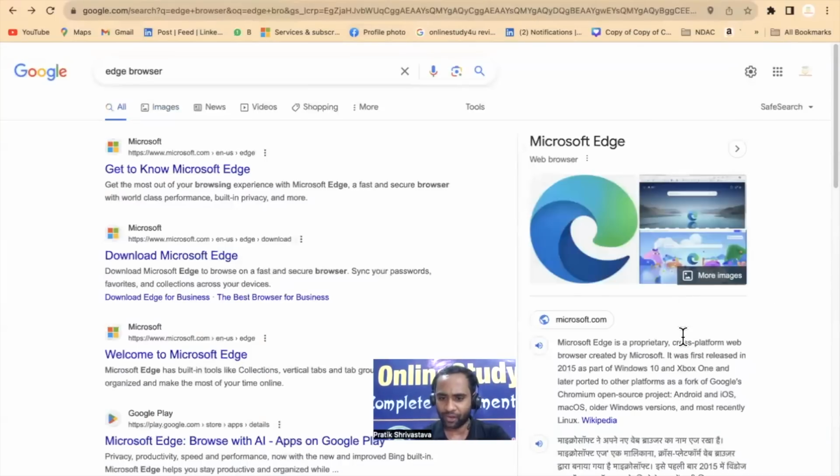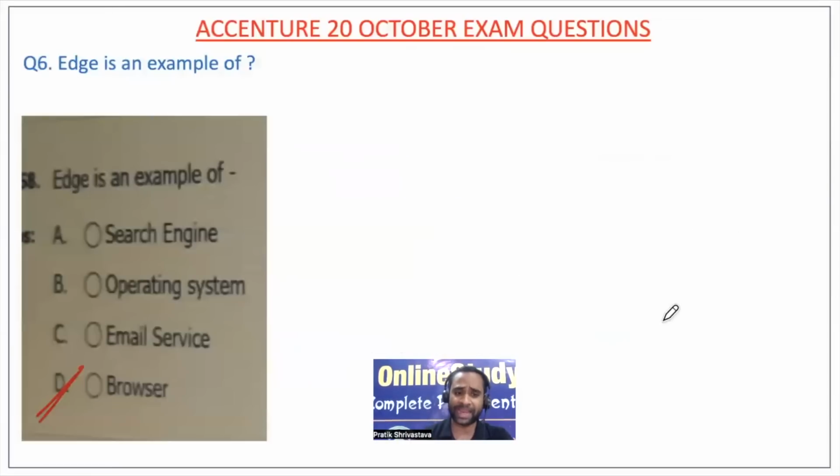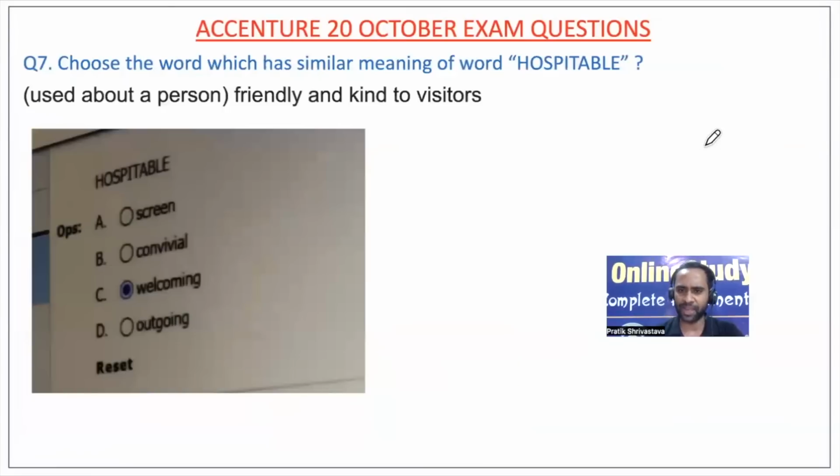So you can read about it on Google. Microsoft Edge is a proprietary cross-platform web browser created by Microsoft. It was first released in 2015 as part of Windows 10 and Xbox One, later ported to other platforms as a fork of Google. So basically, if you buy a new laptop now, this Microsoft Edge will be there by default in it, okay? Fine, because this is by Microsoft.